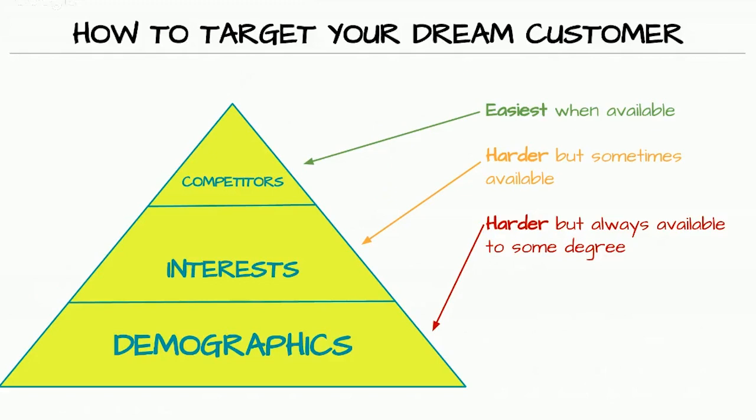The easiest way to target your potential customers is by targeting competitors. Competitors are not always available, though. Maybe you're in a weird niche, maybe competitors just aren't there. But when they are, that's the easiest, because if somebody likes your competitor and they've engaged with your competitor, that means they want your product.